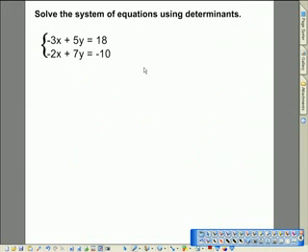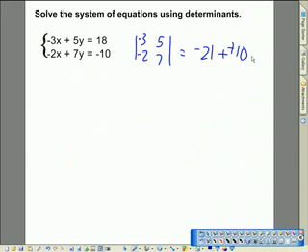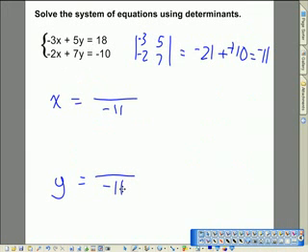Let me set up my initial determinant for the bottom, set up the matrix. I have negative 3 over negative 2 and 5 and 7. Cross multiply, I get negative 21 minus a negative 10. Add, and I get negative 11. All right, now I'm going to set up my matrix to find the top for x. So I cannot use the x coefficient. In its place, I'll use my two constants right here, 18 and negative 10.